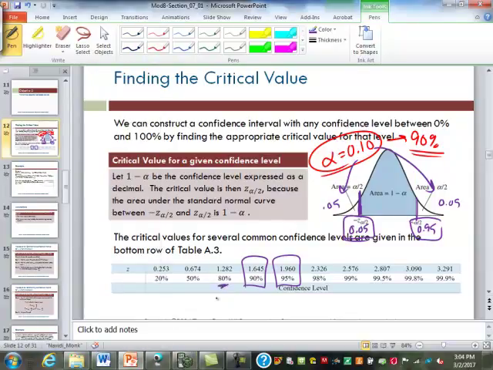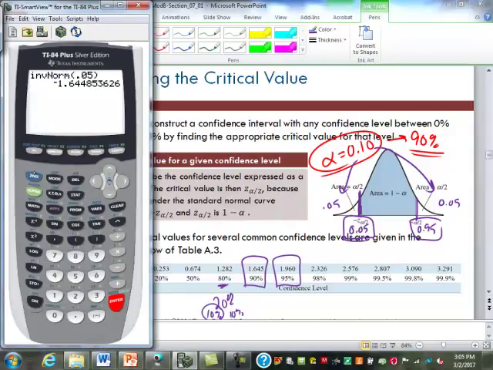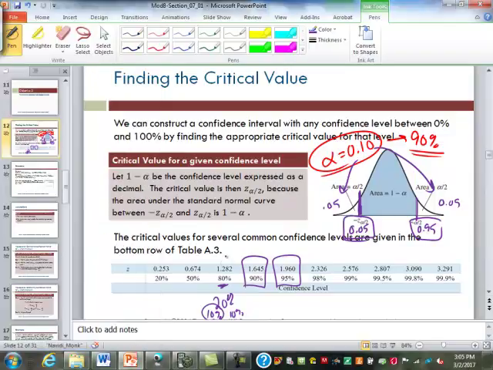80%, if you think about that, that's going to be 20% outside, which is going to be split 10% and 10%, right? So we're going to look up the 10%. So that is second distribution, inverse normal, we're going to put 0.1, and that gives us negative 1.282 if we round it. So it'd be 1.282 would be our critical value, which is what our table shows. So you can see those values being calculated using that normal curve.